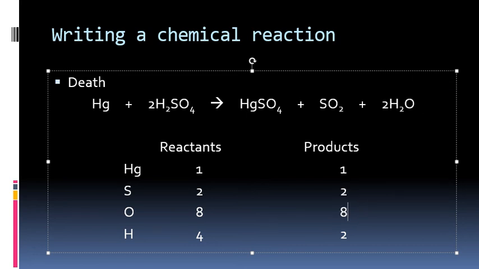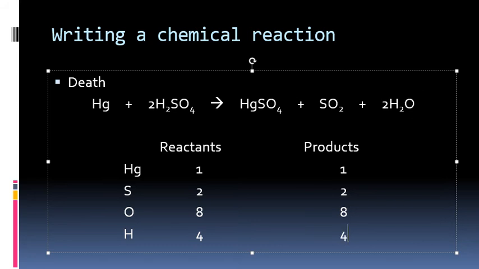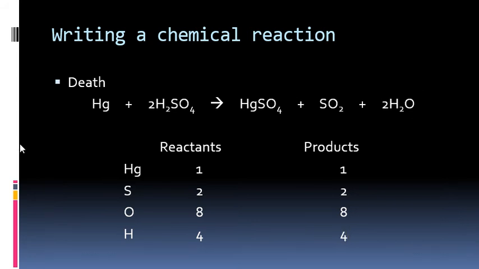And now what we have on the product side is hydrogen, which only shows up in water on the product side, and we have a coefficient of 2. Therefore, 2 times 2 is going to be 4. So there we go. What seemed like a complex equation at first is actually not that bad as long as you take your time.